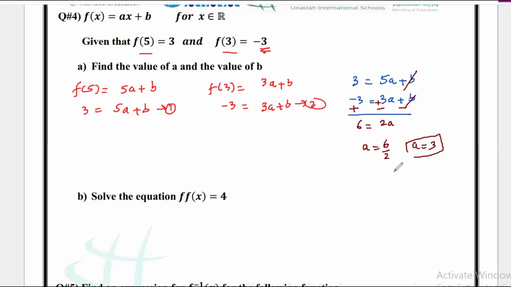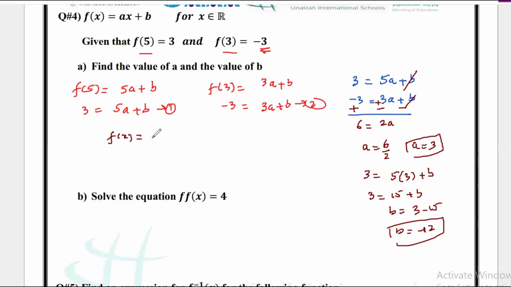So we found a, and then replace this value of a in one of the equations, like 3 is equal to 5 into 3 plus b. So 5 threes are 15 plus b. So b is equal to 3 minus 15, which is equal to minus 12. So we found both values of a and b: those are 3 and minus 12. It means the required function f of x, which is in the form ax plus b, by substituting the value of a, is 3x minus 12.